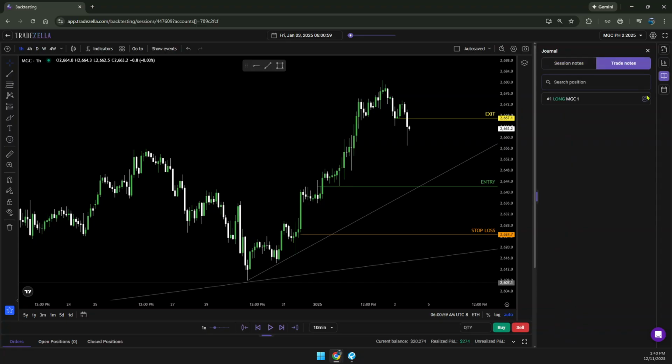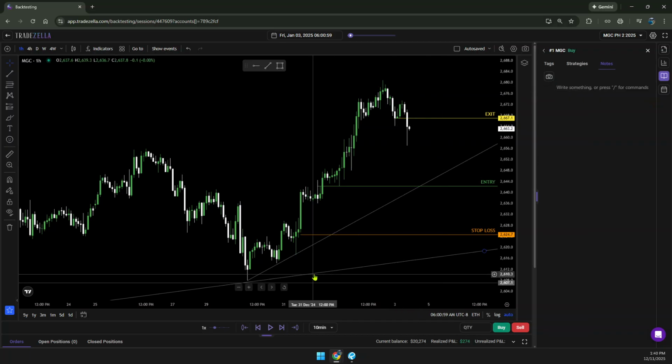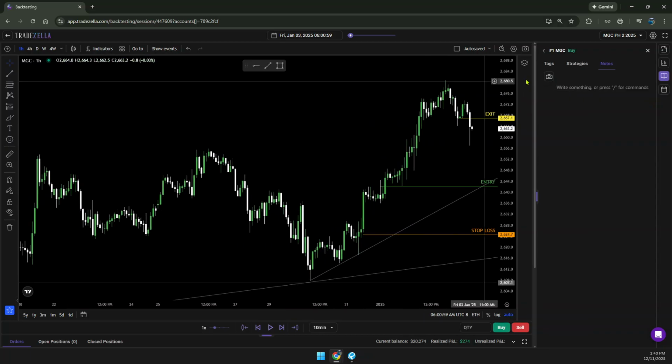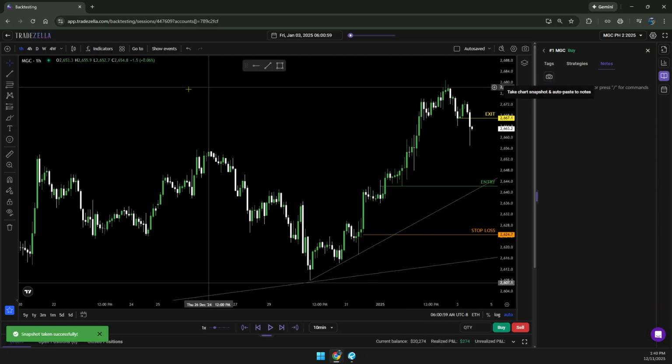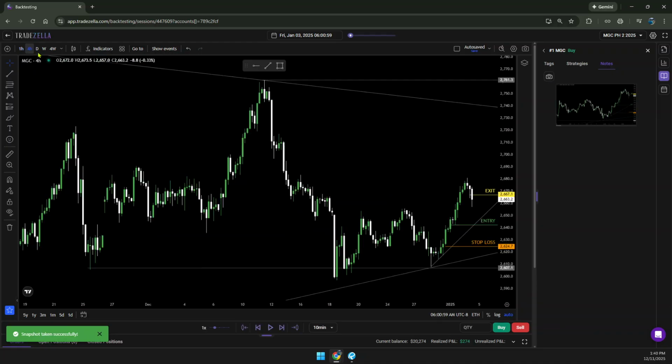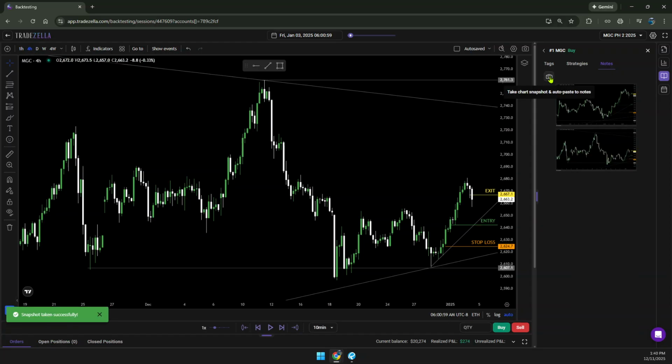Go to trade notes. You're going to edit this trade. So for me, I like an hour screenshot, and I like the 4 hour screenshot because I look at both of them when I take my trades. Right here, you can add some notes.